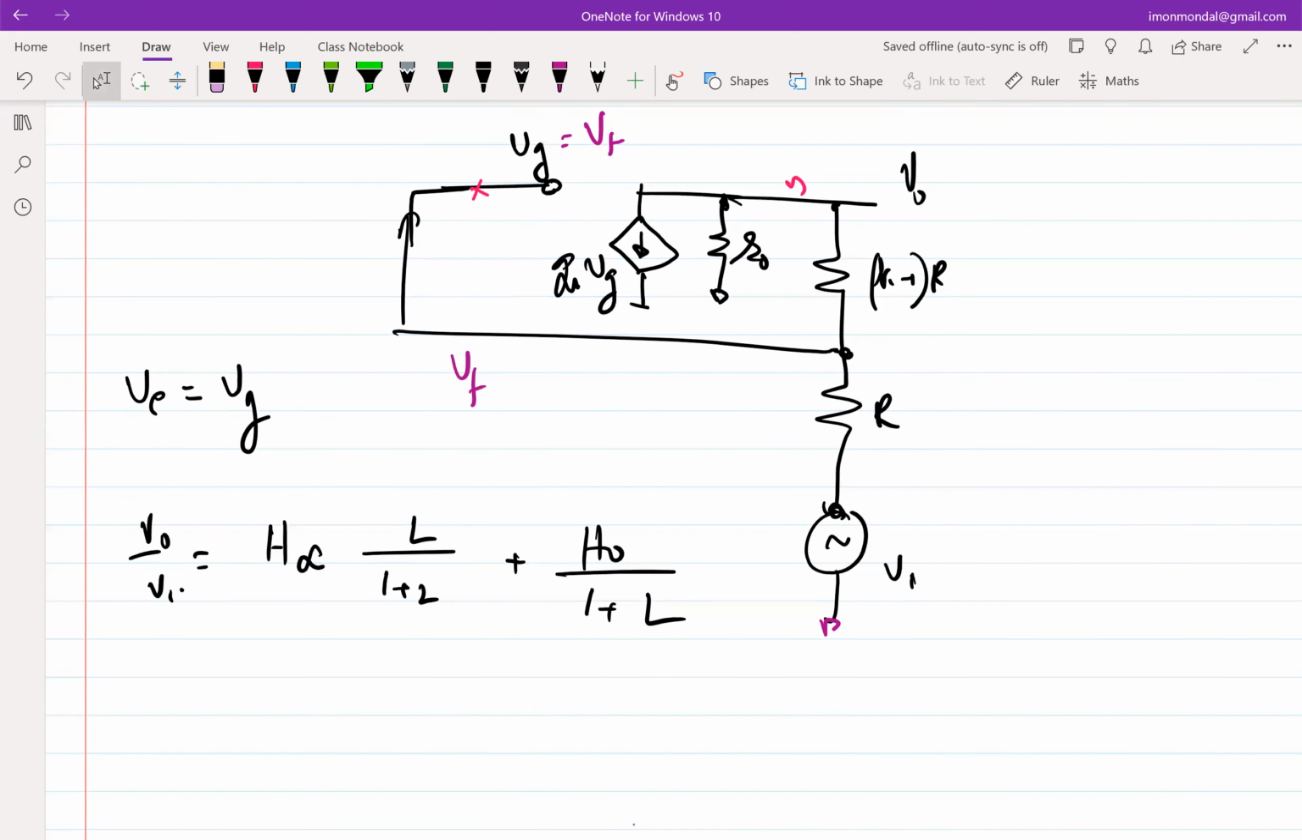So now I have to find out what is H infinity. What could I do? What is the framework? We assume the loop gain goes to infinity. Then what goes to 0? Vg goes to 0. In this case, everything is incremental. So this guy goes to 0. This is 0. If this is 0, what is this current?